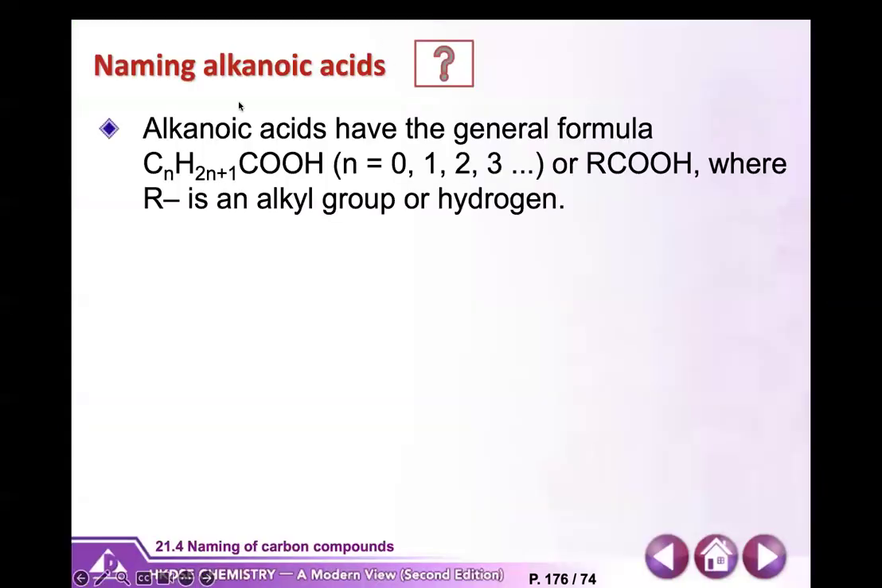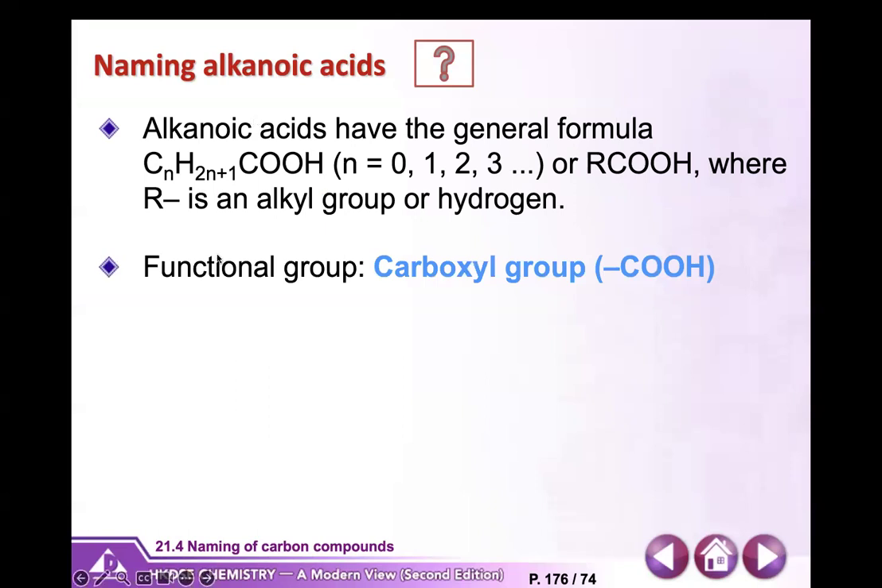Naming for the alkanoic acid. First of all, the alkanoic acid has the general formula CnH2n+1 and then COOH, and those n may start with 0. Or we can just simply write out RCOOH. The R is the alkyl group or the hydrogen, which means no carbon on the left-hand side. It is still HCOOH, for example. HCOOH is still an alkanoic acid. The functional group name is the carboxyl group. We can write it as COOH.